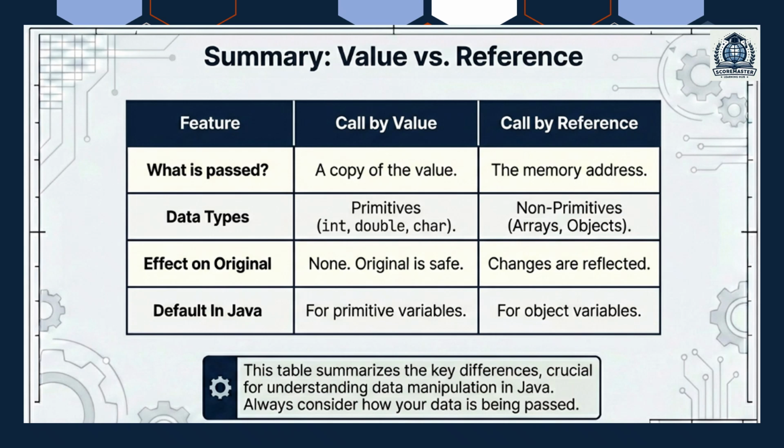The correct model you should teach: one rule, Java is 100% call by value. Now refine it. Variable type, what gets copied, can the original change? Primitive: the actual value, no. Object reference: the address is copied, yes, object state can change. Notice something important: even for objects, the reference itself is copied, which means Java copies the reference into the method. Objects are passed by value, but the value is a reference.